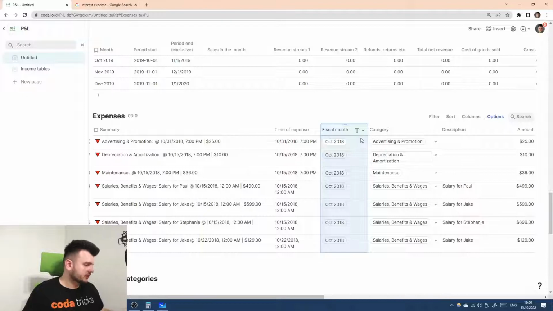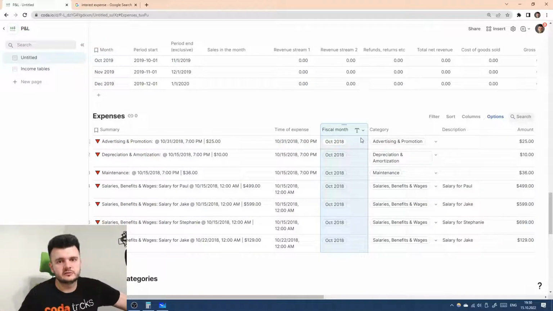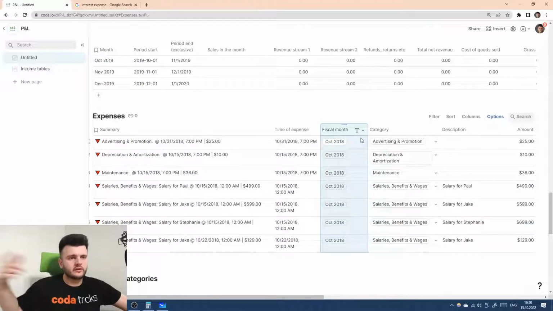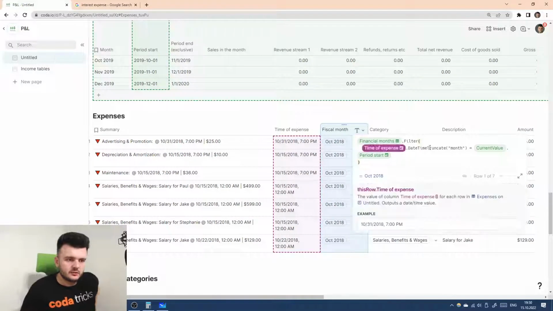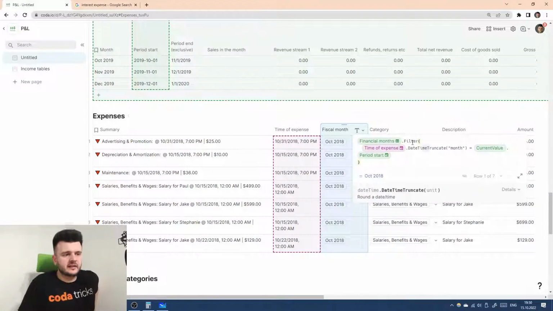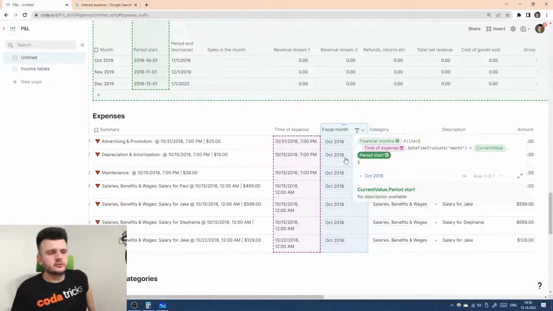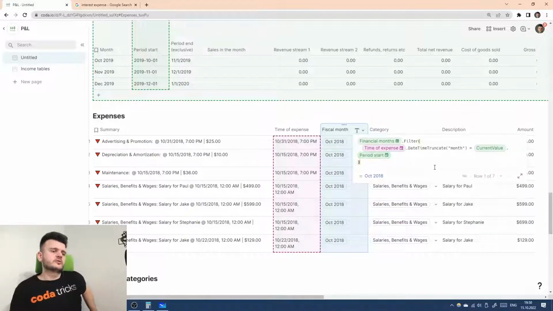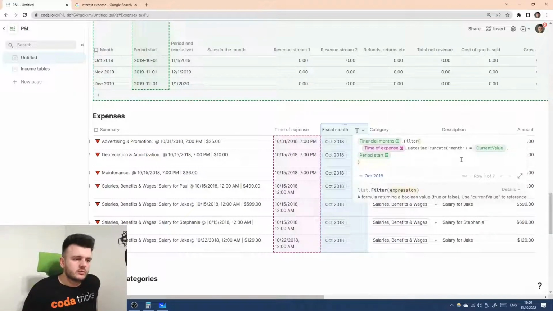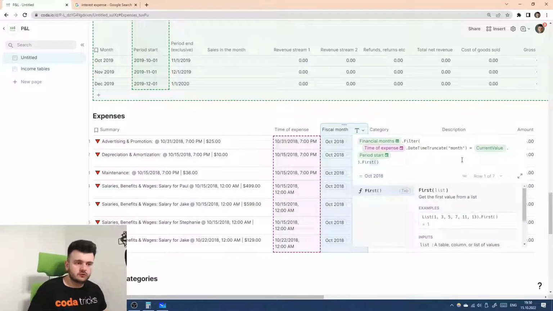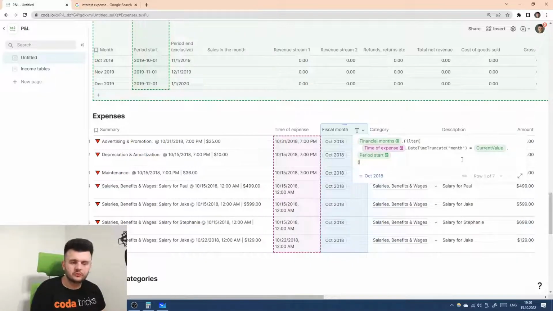But sometimes you don't have fiscal months, you have fiscal periods like half of the month, in which case you need to do more than start and less than end. But if it's just months, you can truncate the date time of expense to the start of the month, and here you already have the start of the month, so you just make it a hard equals like this. And of course you don't forget to find just one. You know that this filter should return you just one value.